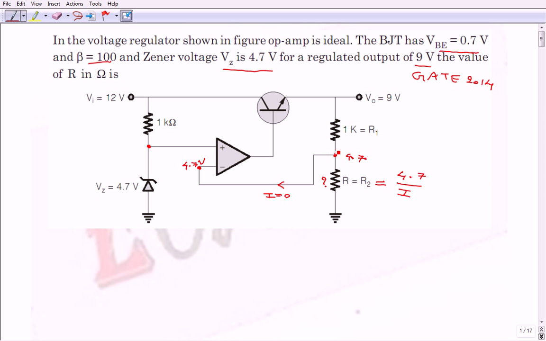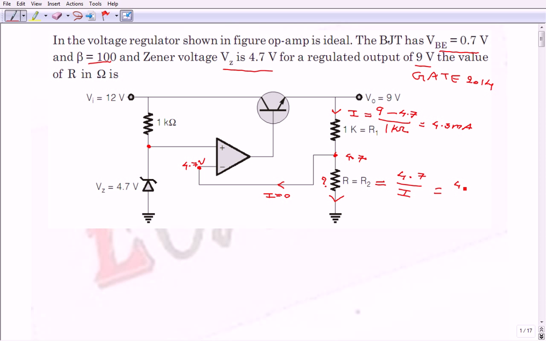Whenever that current is 0, the same current flowing through this 1 kilo ohm resistor also flows through this R. So the same value of I flows through this one, and that is the required value of I to calculate R. I is equal to V naught minus 4.7, that is 9 minus 4.7, the voltage difference across that resistor, divided by the resistance value of 1 kilo ohm, which is 4.3 milliamperes. So the I value is 4.3 milliamperes.